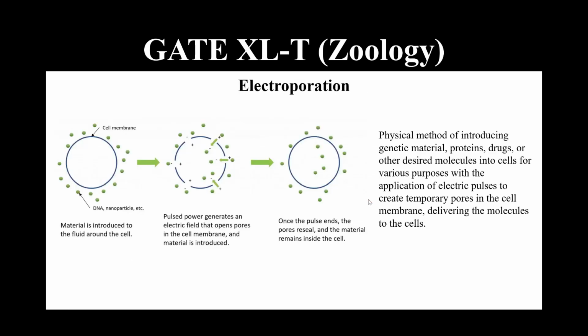The third option is electroporation, which is actually a physical method of introducing genetic material or proteins or drugs into the cells by the use of electric pulses. With the use of electric pulses, there will be temporary pores created in the cell membrane which will enable the delivery of the molecules into the cell. So it is more of a delivery method than anything to do with the DNA of the cell.